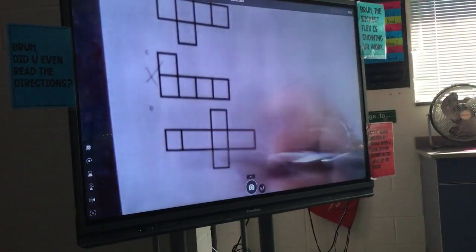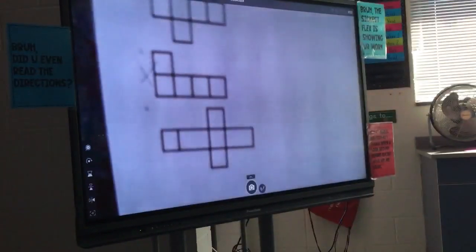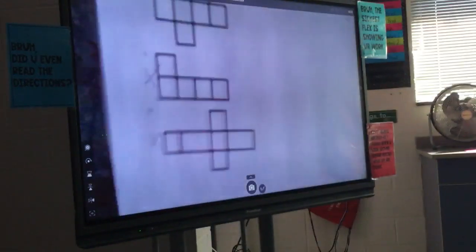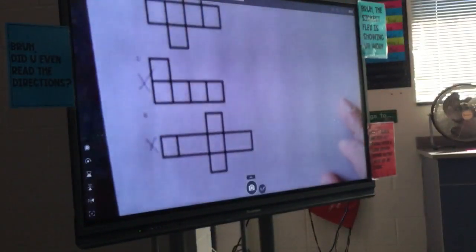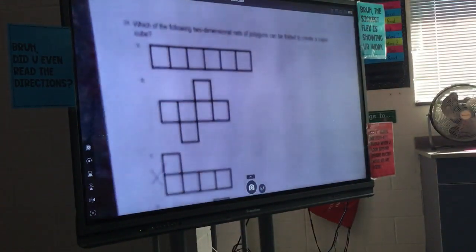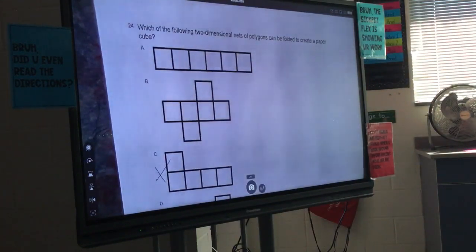And then this one, what do you notice? Marley. Right. So those two are gone. Okay. Now, we're looking at these two. Both of these shapes have 6 sides. How do I know which one is correct? Ellie. I know B is correct because if you fold up A, where's the top and the bottom?